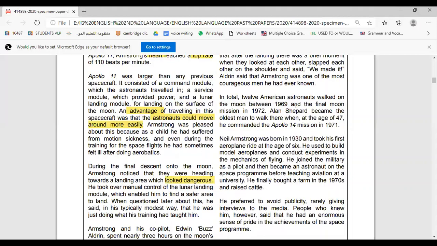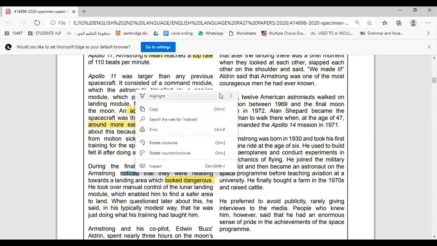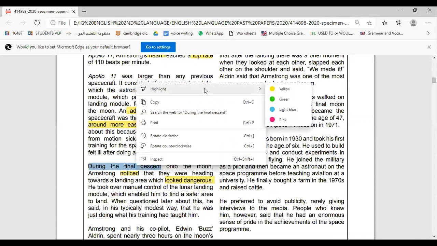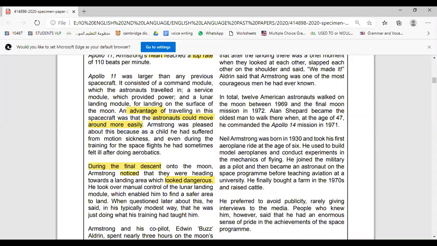So if you go back to question 4, it says notice a problem. And here he even used the same word, noticed, to help you. He was clear enough. So when I need the time, during the final descent. So I should take this, the final descent or during the final descent. This is enough. You don't even need to write onto the moon. It will be enough and you will be rewarded the right answer. You will keep going with the same strategy for all questions and you will find all the answers very easily.